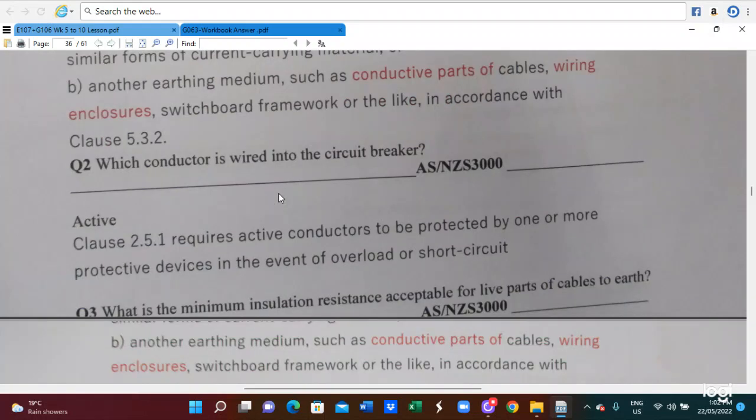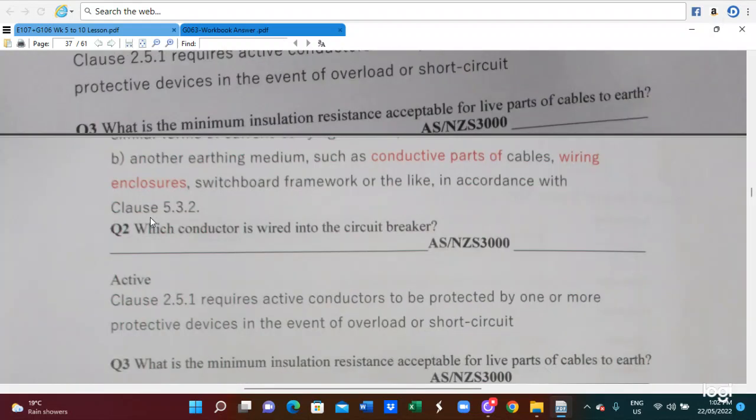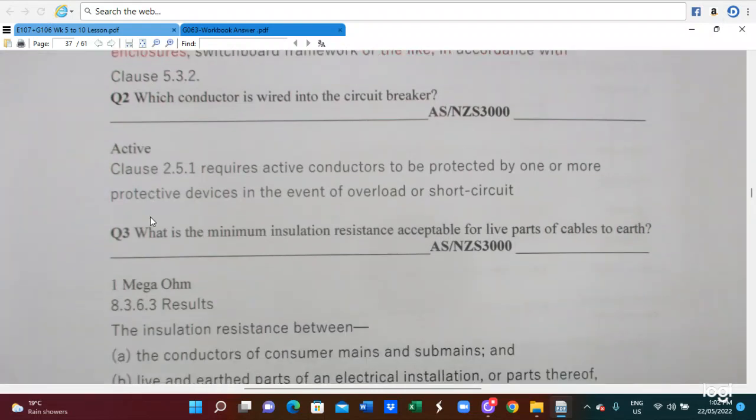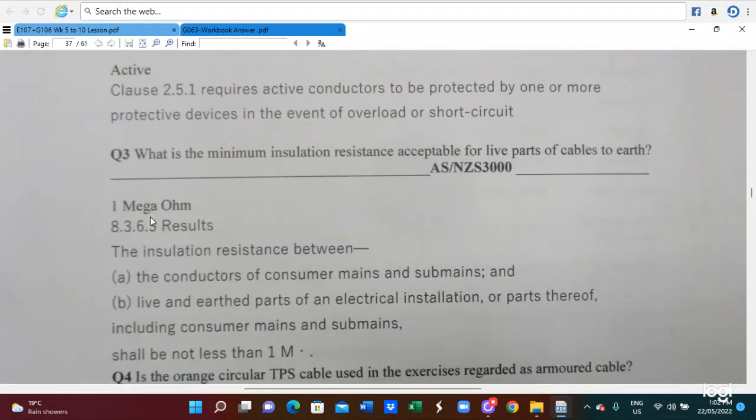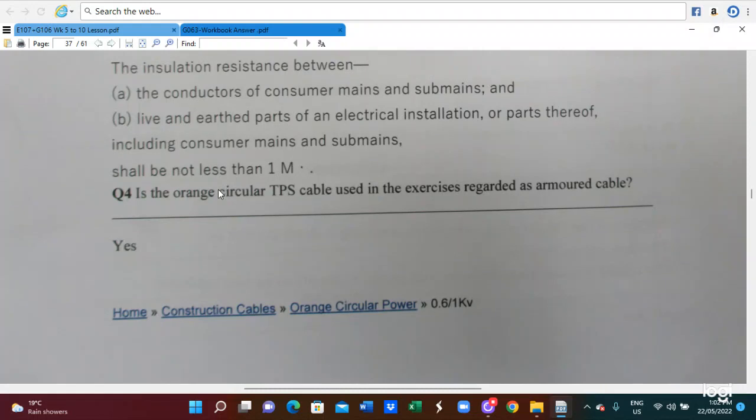Question 2 is which core do you wire into the circuit breaker? In this case, we have to use the active wire, referring to clause 2.5.1. And also question 3, what is the minimum insulation resistance acceptable for the lighting circuit of the cable to earth? In this case, it is 1 megaohm, across clause 8.3.6.3. It must be 1 megaohm.